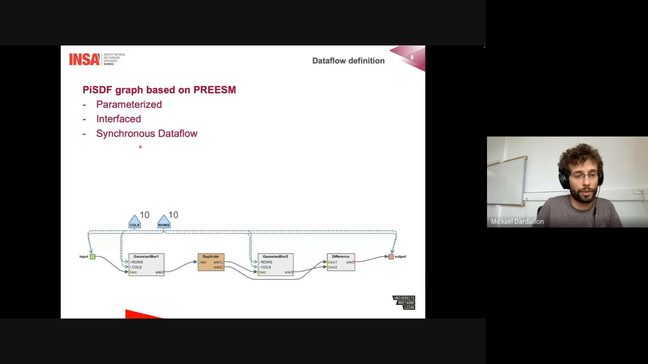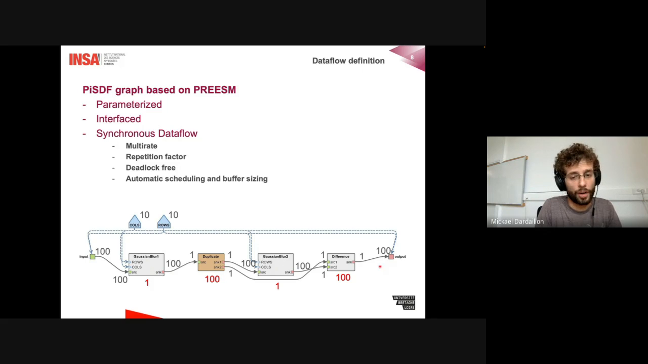And this is synchronous data flow. Synchronous data flow means that it's multi-rate. So an actor can produce 100 pixels, for example, and this one is going to duplicate them one by one, and the graph is going to automatically compute the repetition factor, how many times each actor needs to execute for the whole graph to compute one iteration, so one image here. And one very interesting thing with synchronous data flow is that we can prove that we create a deadlock-free implementation based on the model directly. So this is quite an important property. And we can do automatic scheduling and buffer sizing to provide this deadlock-free implementation.